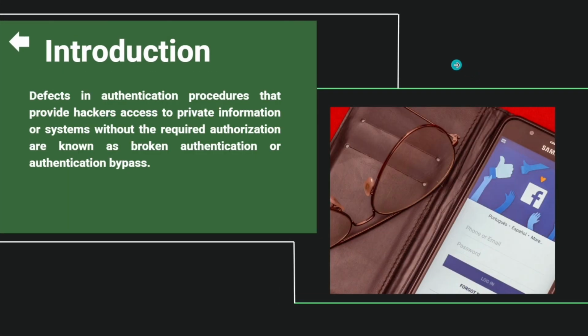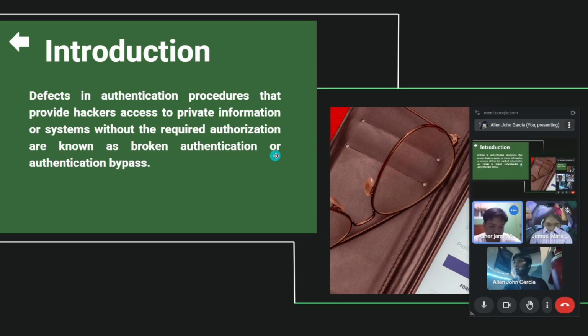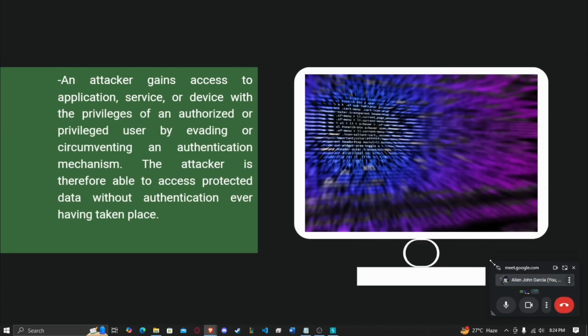Gaining access to private information or a system without the required authorization is known as broken authentication or authentication bypass. An attacker gains access to an application, service, or device with the privilege of an authorized or privileged user by evading an authentication mechanism. The attacker is therefore able to access protected data without authentication ever having taken place.